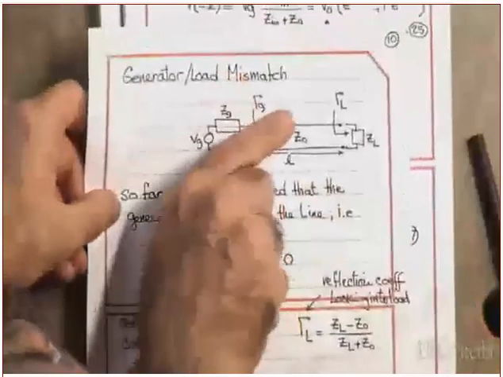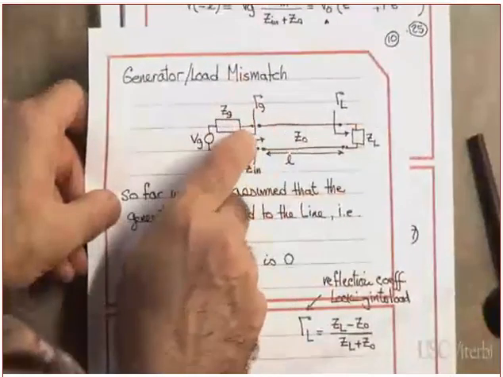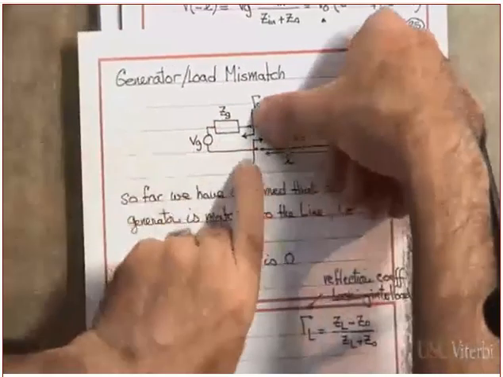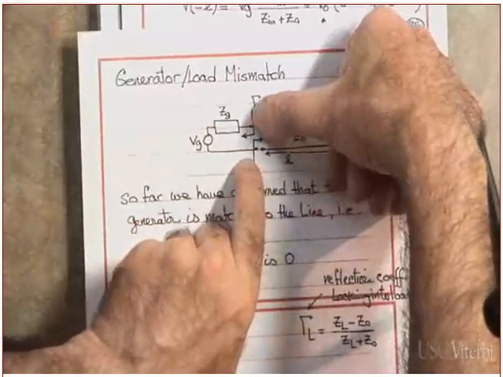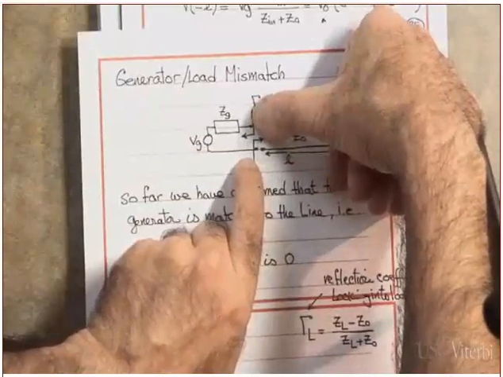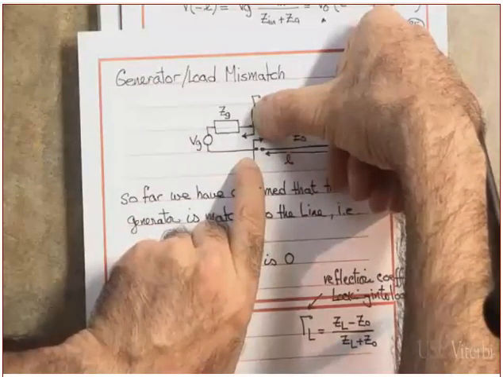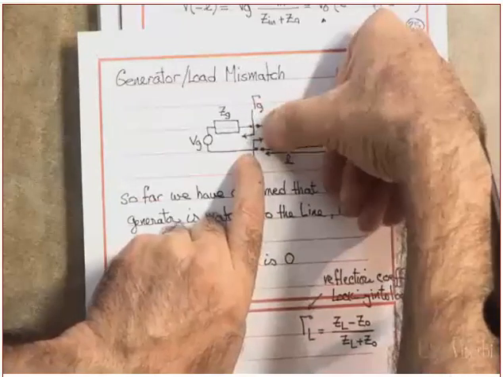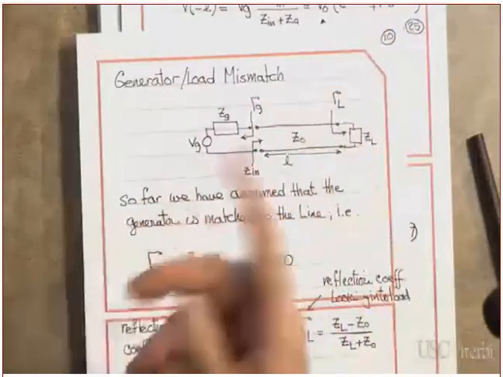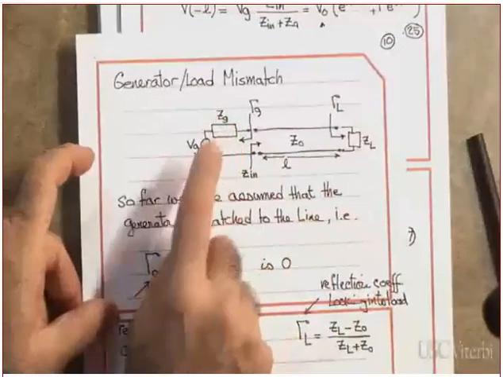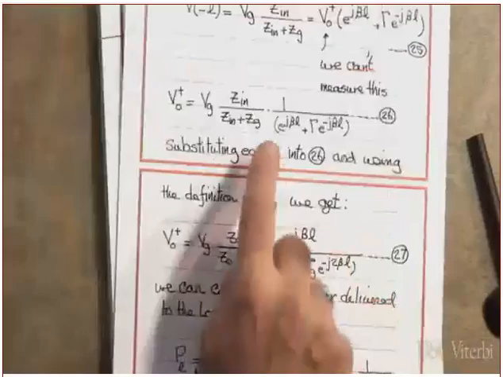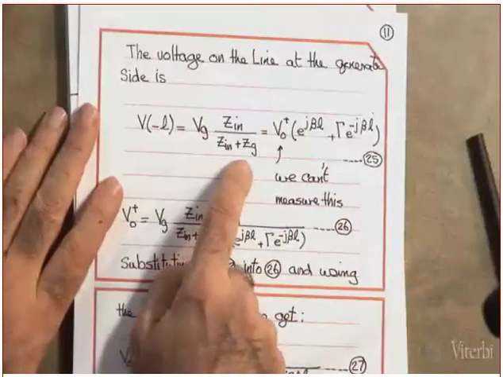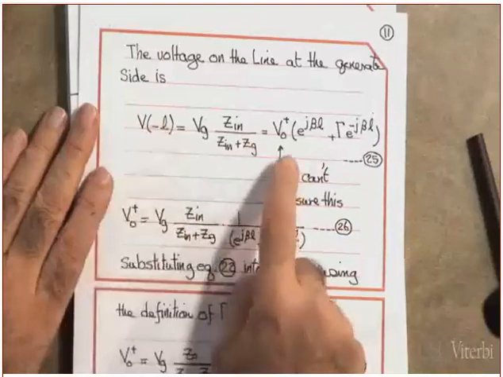If you replace this part by Zn, what will be the voltage at this point? It will be a voltage division circuit. Which is V, help me, Vn equal to what? Zn divided by Zn plus Zg times Vg, which is this one. Zn divided by Zn plus Zg.